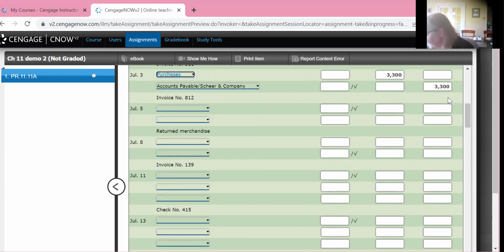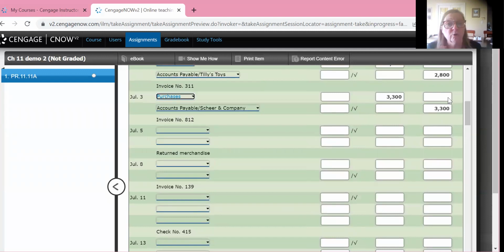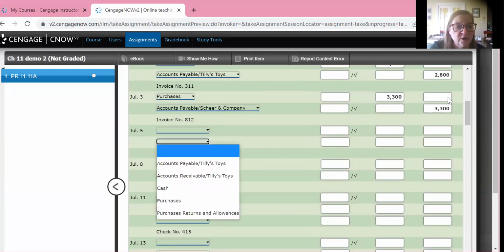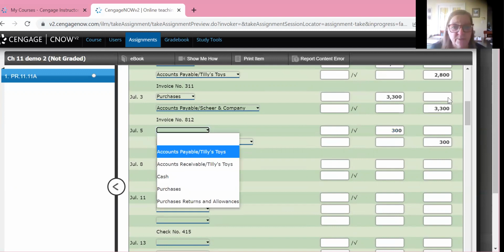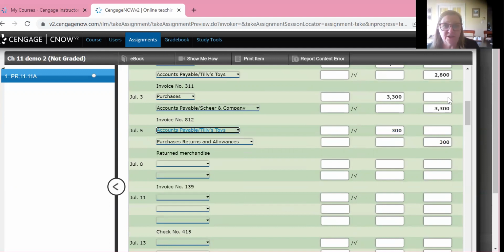Okay. And then the next thing that happened on the 5th, returned merchandise purchased from Tilly's Toys and received a credit memo for the amount owed, $300. So if we returned merchandise to Tilly's, then it's like we're reversing the purchase. Instead of debiting purchases, we're going to credit purchases, but we're going to use their little contra account to track it. Purchase returns and allowances is $300. And we're going to reduce the amount that we show as what we owe to Tilly's. So accounts payable is decreasing because Tilly's gave us credit for the stuff we sent back.